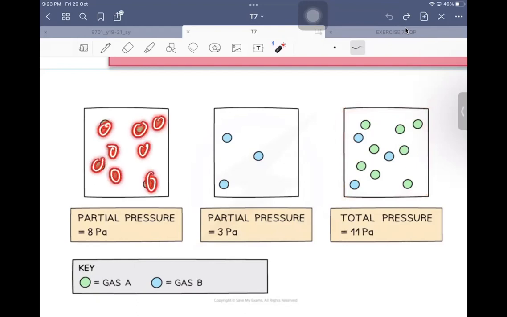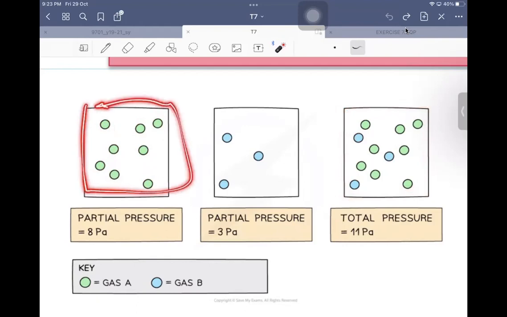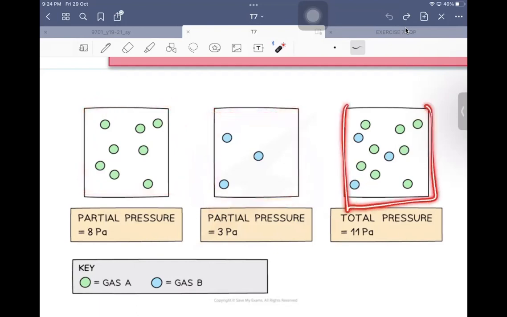Of course, if gas A was alone in the container, it would exert its partial pressure by itself, but it is impossible or difficult for us to separate. If I have a container with a mixture of gases, I cannot separate gas A and gas B. So what is true for all gas systems is that if you add the partial pressure of gas A plus the partial pressure of gas B, you get the total pressure of the system.